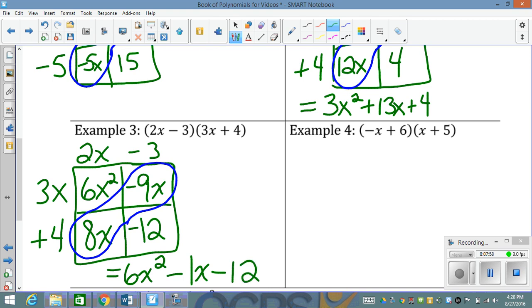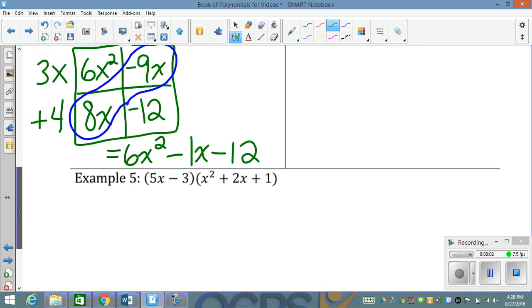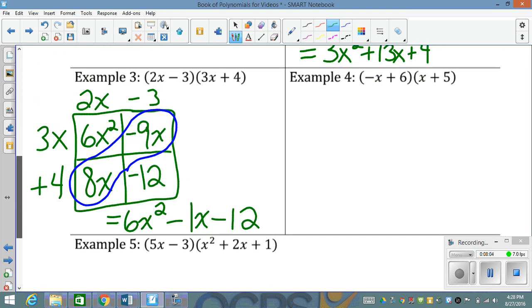We are going to do example 4 and example 5 together, so you don't need to do those right now. Just go ahead and take a look at the next task that you are supposed to do, and then we will complete those 2 together in class.